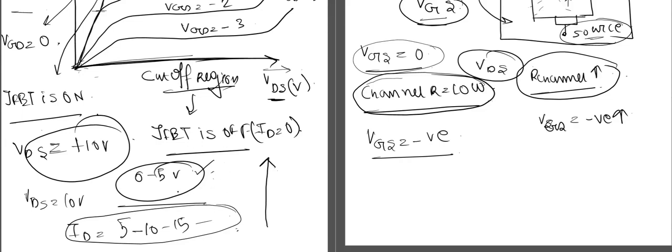So whenever we are operating a JFET, we need to make sure that the VDS voltage will be around 0 to 5 volt. So this is the main structure and working of the JFET along with its characteristic curve.